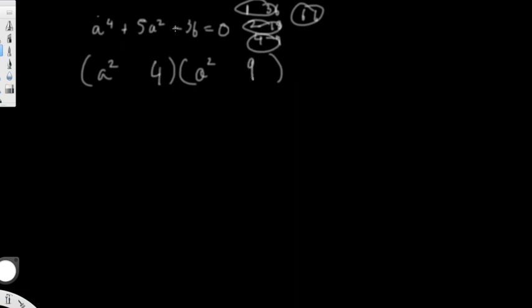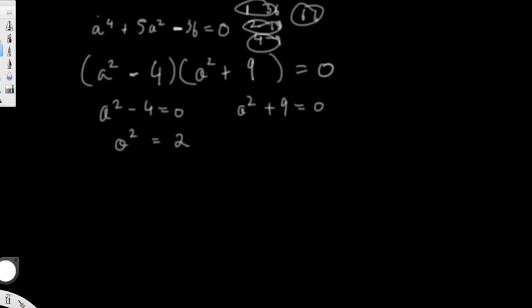And what we need to be minus. So we need one of these to be plus and the other one to be minus. But we need them to add to be plus 5. So I'm going to say this plus 9 and this minus 4 is equal to 0. And then this will be either a squared minus 4 is equal to 0, or a squared plus 9 is equal to 0. This first one gives us that a squared is equal to 4, or a squared is equal to minus 9.